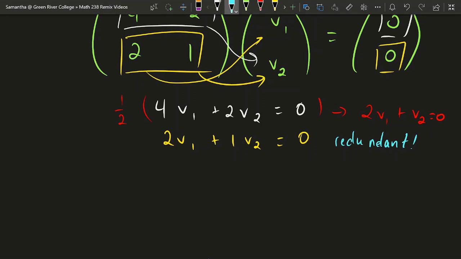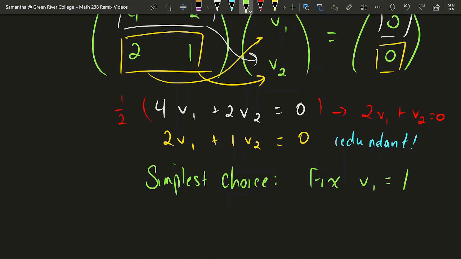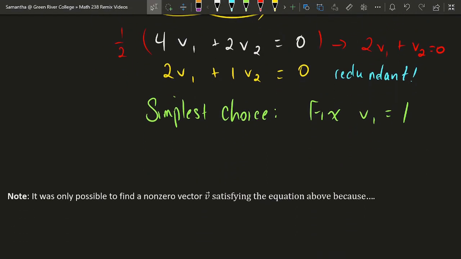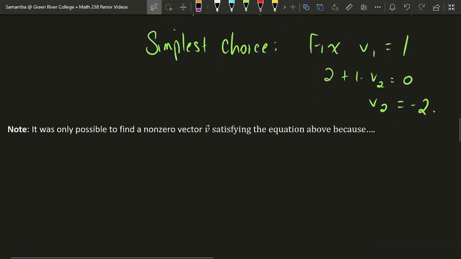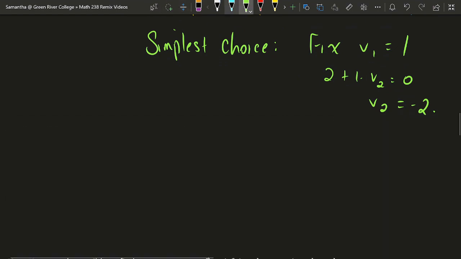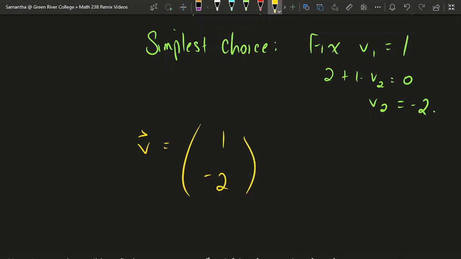Now I think the cheapest choice here, the simplest choice, would just be to fix v1 to be a really simple number, like just the number positive 1. And that would force v2 in this equation to be equal to minus 2. So the vector that this question's asking for, the vector v, one choice would be 1, comma, minus 2.